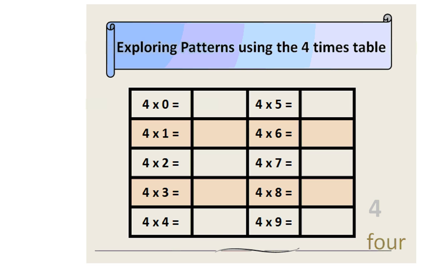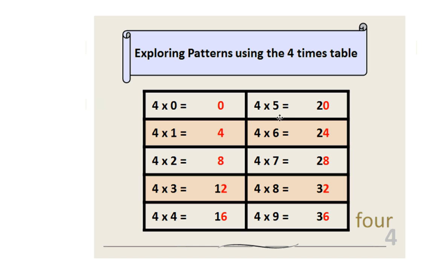So we will begin by exploring the 4 times tables. What I recommend is having your students make 2 columns. One for when they're multiplying 4 times 0 to 4 times 4, and in the column adjacent to it, another column where they're going to be multiplying 4 times 5 to 4 times 9.